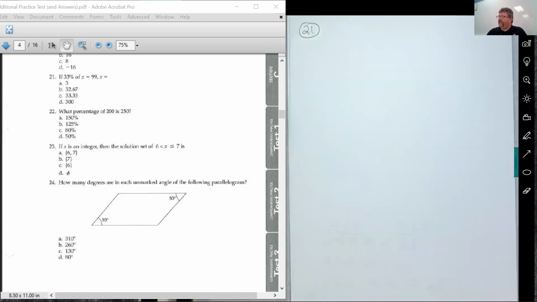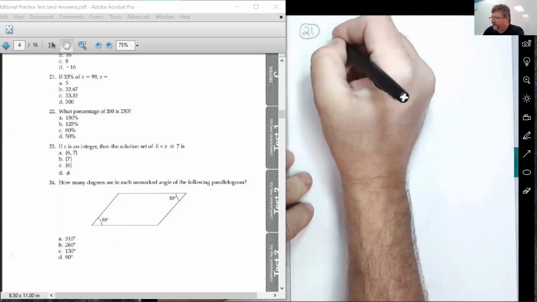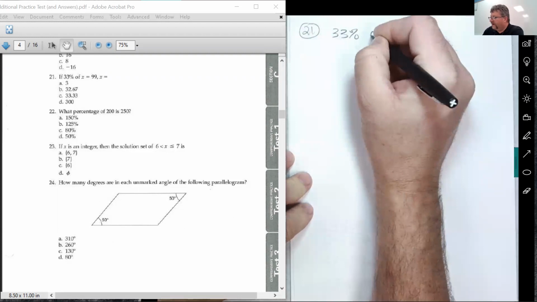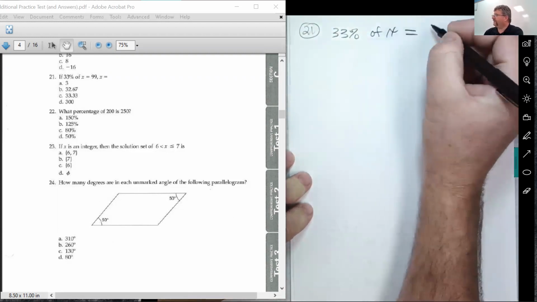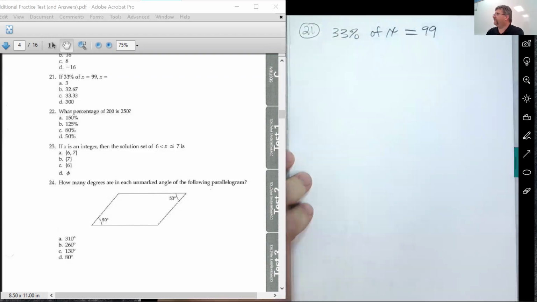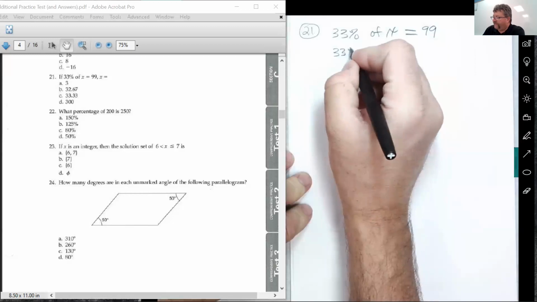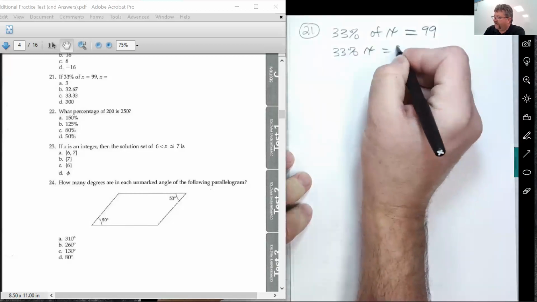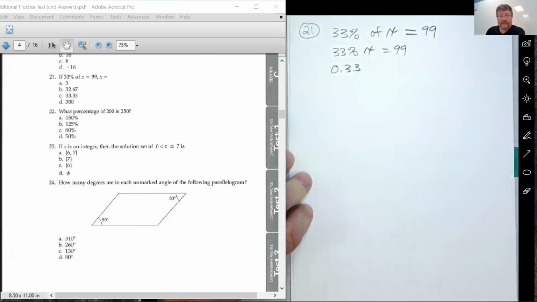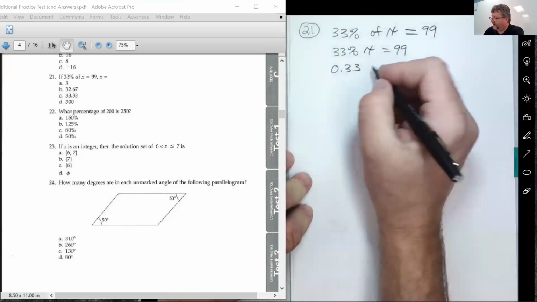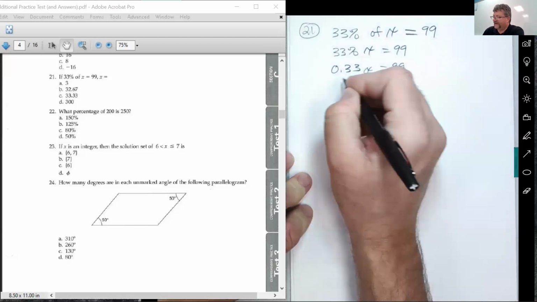21 says if 33% of x equals 99, x equals. So 33% of, we know what of means, x. It doesn't even say is. It puts a nice equal sign in there for us. Equals 99, figure out what x is. 33% of means times x equals 99. As a decimal, that would be 0.33x equals 99.